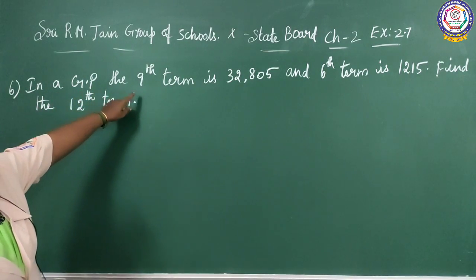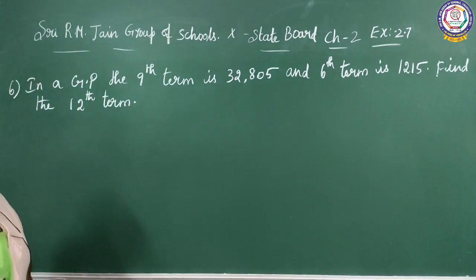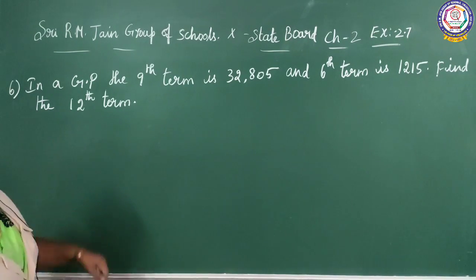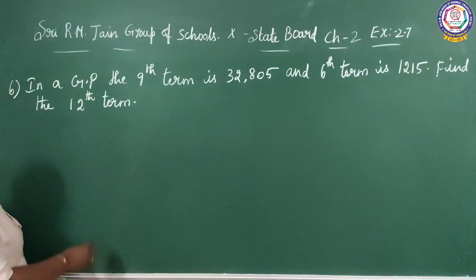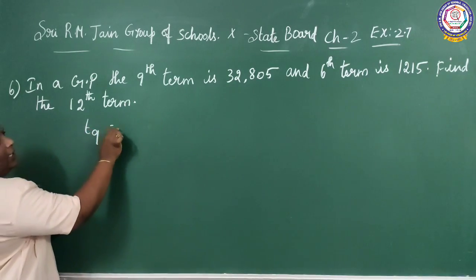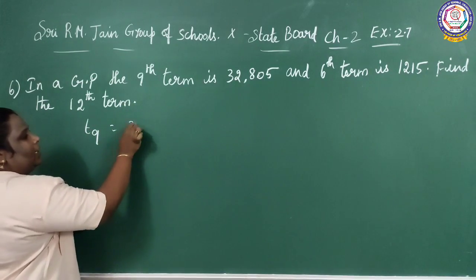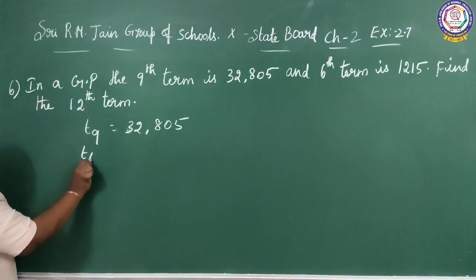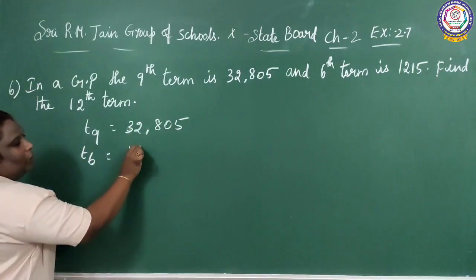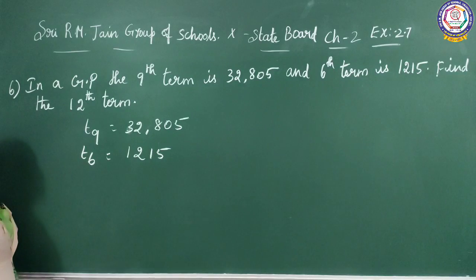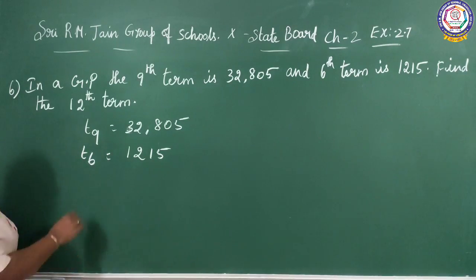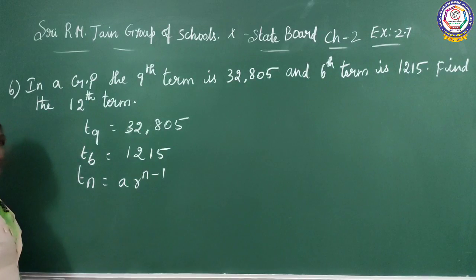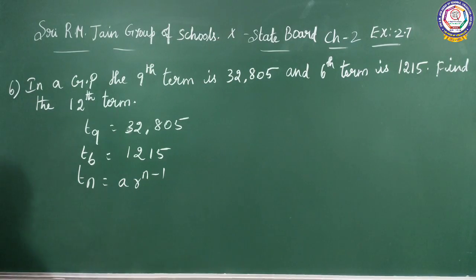See the sixth sum. In a GP, the ninth term is 32,805 and the sixth term is 1,215. Find the 12th term. So the ninth term is 32,805. The sixth term is 1,215. What is the formula for Tn? Tn in a GP is A R power n minus 1.